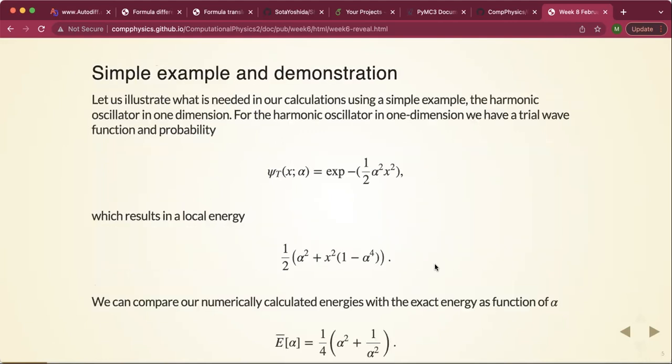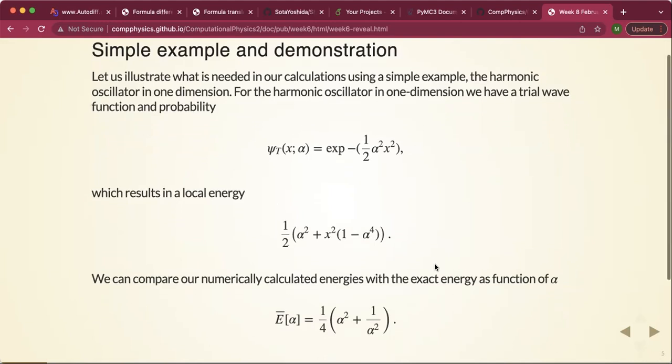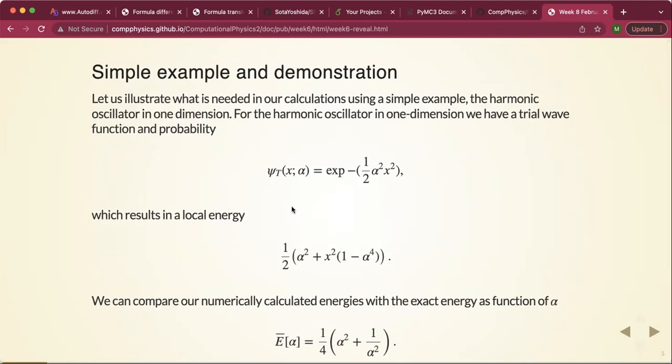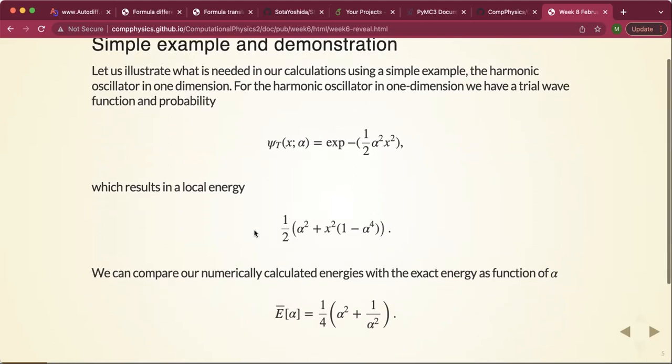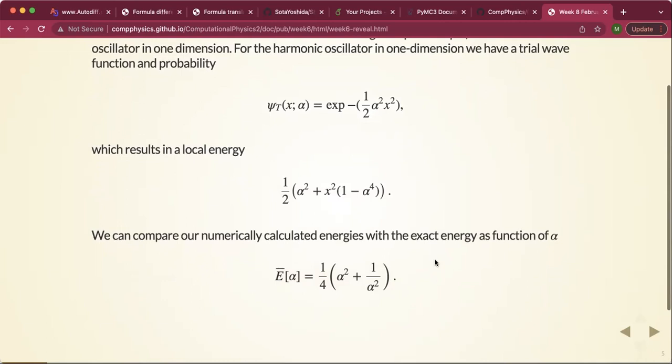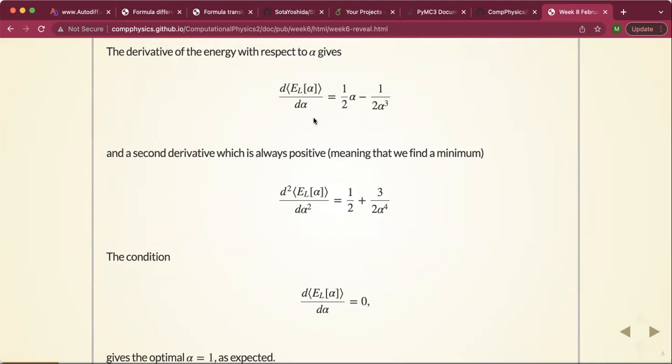So one of the things we did last week was to look at a very simple case, the harmonic oscillator in one dimension, which is the system we have been looking at. In this specific case, we can compute the local energy with a simple analytical formula. We can then integrate up, and we get an exact energy as a function of the variational parameter alpha. So if our Monte Carlo calculation is set up correctly, this is what we should get for the energy, or the expected value. Then you can easily take the derivative of this quantity.